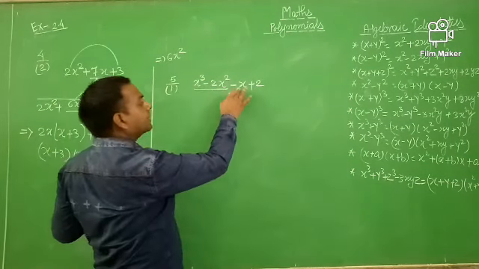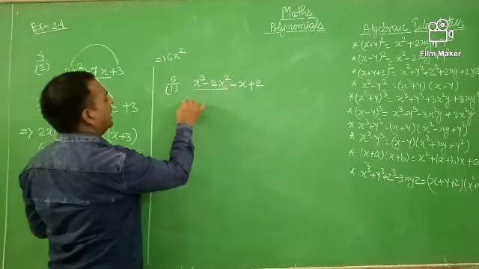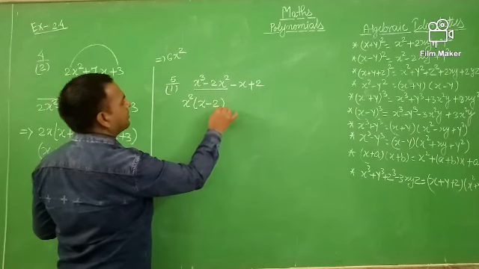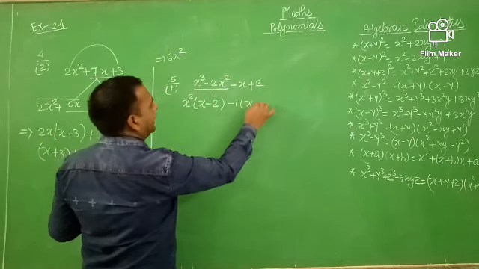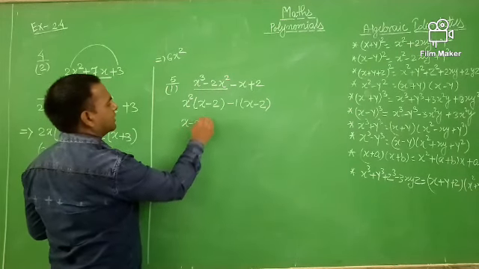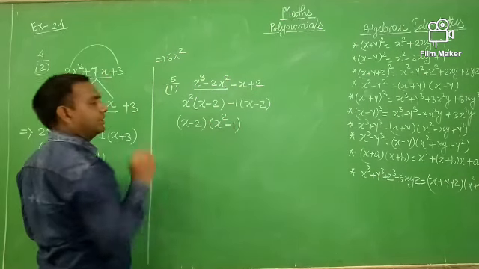and here I take minus 1 as common, so it is also equal to x minus 2. So I take x square common, so this is x minus 2. Minus 1 common is also x minus 2. Here x minus 2 is common, and the other bracket is x square minus 1.